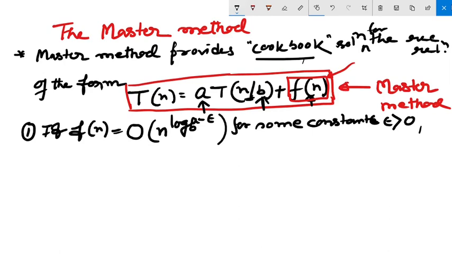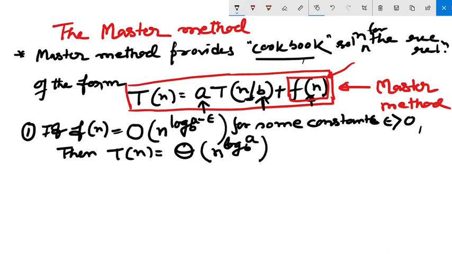Then T(n), directly you are writing the solution. T(n) equals theta of n to the power log b to the base a. That's all. This is the answer. This is the solution for this recurrence. If f(n) equals O of n to the power log b to the base a minus epsilon, then directly you can write T(n) equals theta of n to the power log b to the base a. Point number 2.